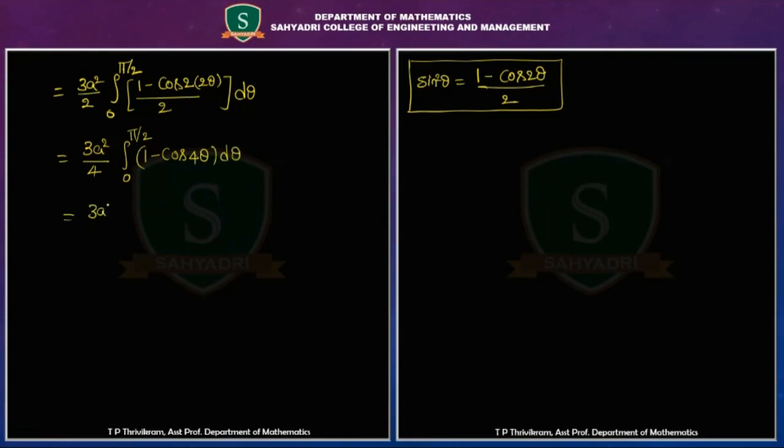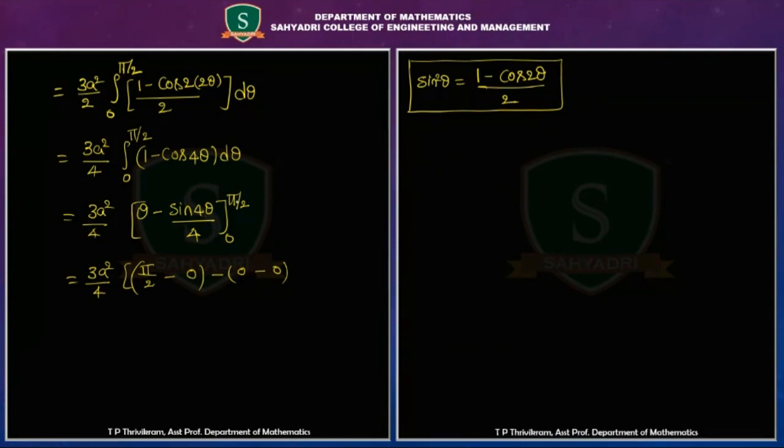So 3a square by 4 times the integration of this, how much? Theta minus sine 4 theta by 4, from 0 to pi by 2. Substitute this value, how much you'll get? 3a square by 4, apply the limits: pi by 2 minus 0, minus of 0 minus 0. Why have I put 0 here? Sine of 4 theta, 4 into pi by 2, so sine 2 pi value is 0.